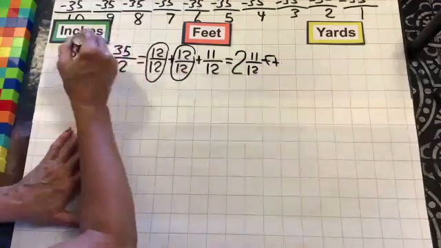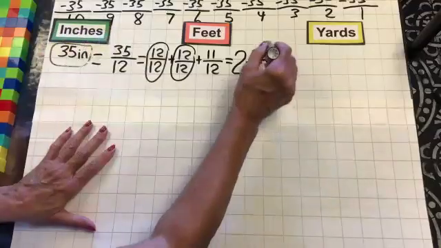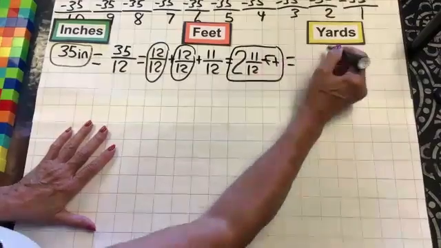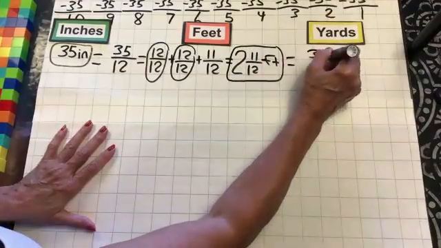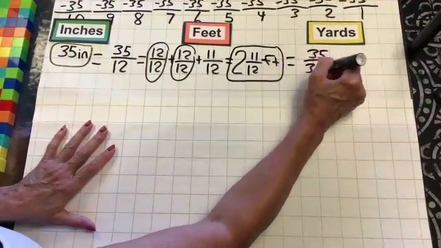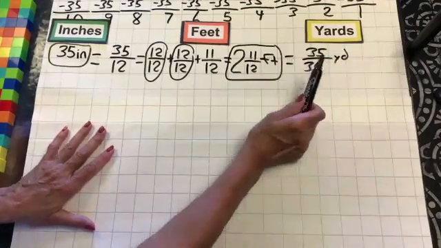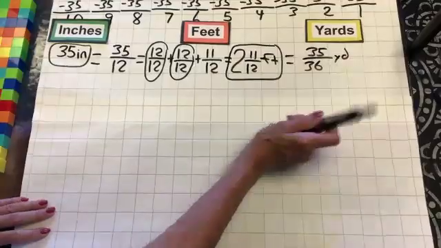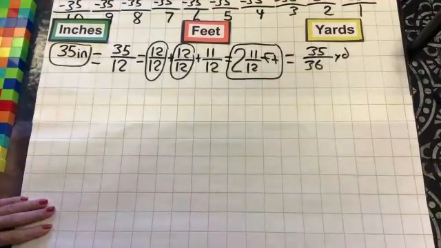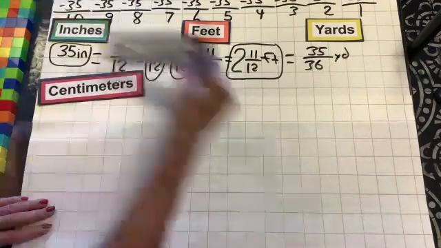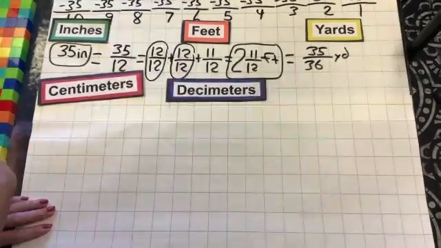So we have 35 inches is the same as 2 and 11 twelfths foot, which is the same as 35 over 36 of a yard. We almost got a whole yard. Tomorrow or the next day we meet, we're going to have a whole yard. All right, looking good. Let's go to metric system, centimeters, decimeters, and meters.